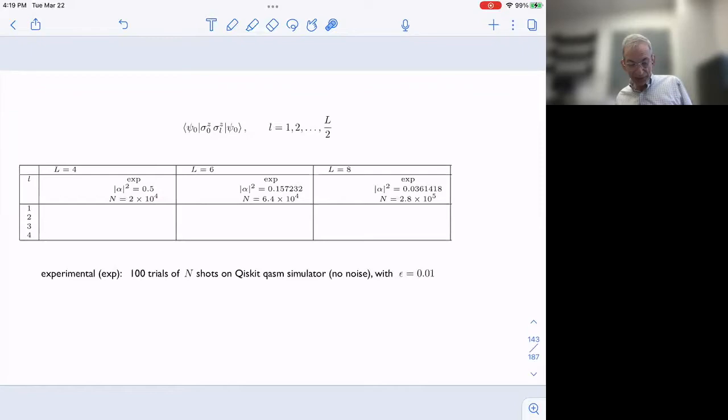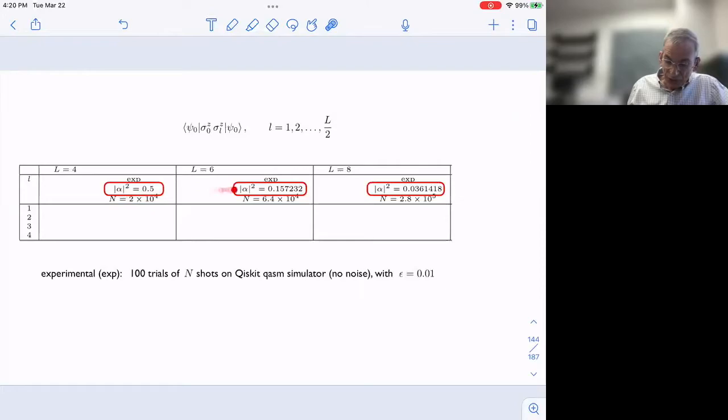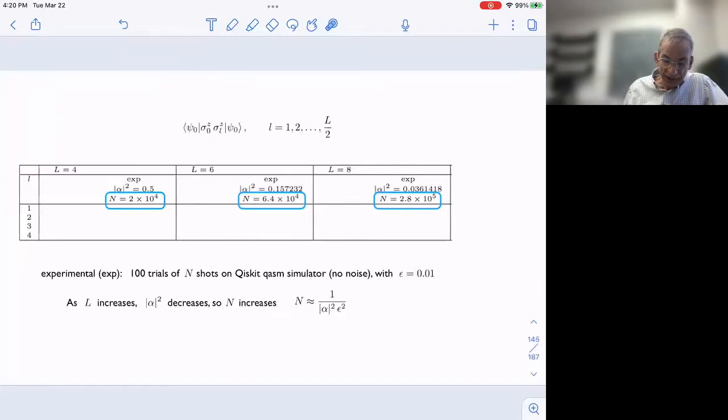And so what we did is we performed 100 trials of n shots with no noise. The number is kind of arbitrary, but we want to get enough statistics so that we can compute the standard deviation and compare with this epsilon that we're demanding. Yeah, and as I already said, the success probabilities are going down as we increase L, and therefore the number of shots we need, given by this formula, is increasing.